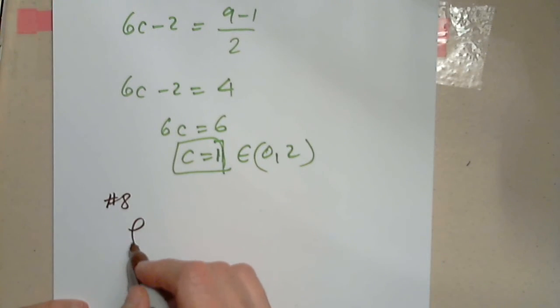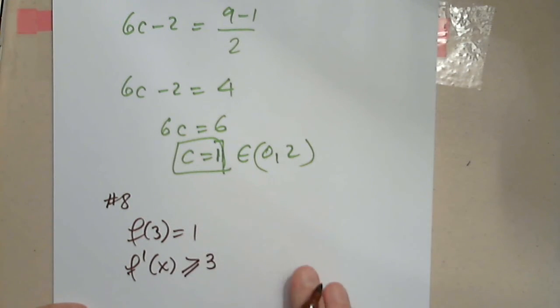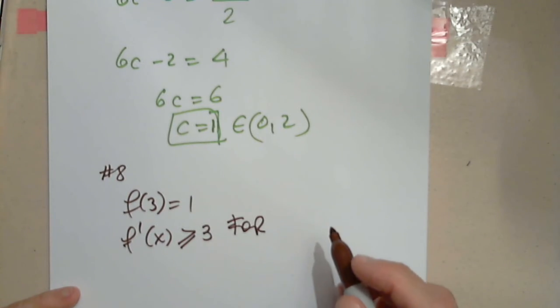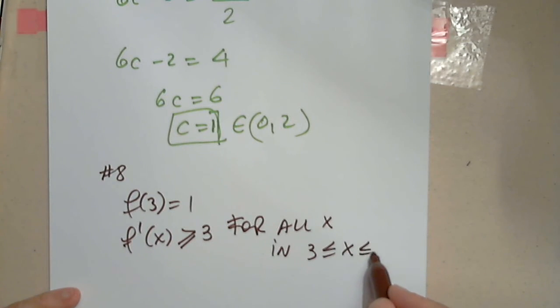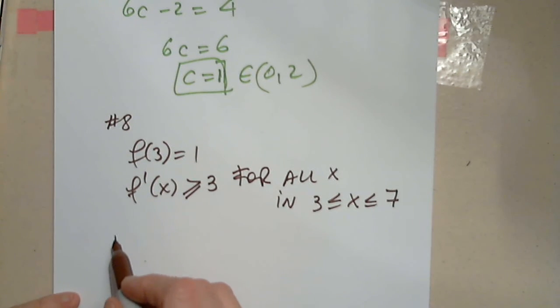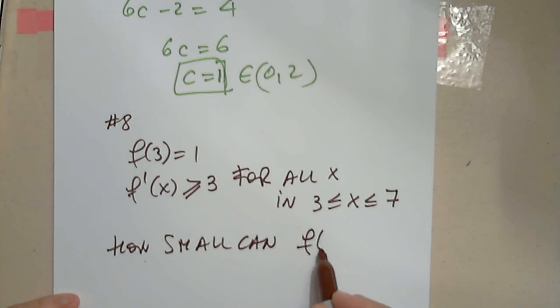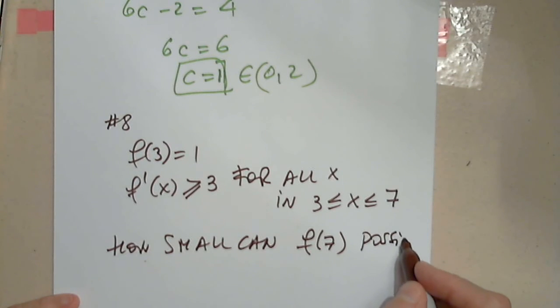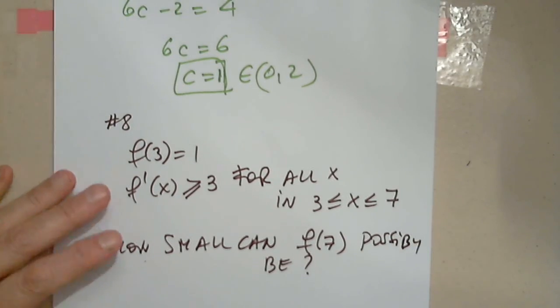So I have f of 3 equals 1, and f prime of x is greater than or equal to 3 for all x in 3 less than or equal to x less than or equal to 7. Okay, so it's asking now how small can f of 7 possibly be. Good, we haven't seen anything similar to this before. Good pick.